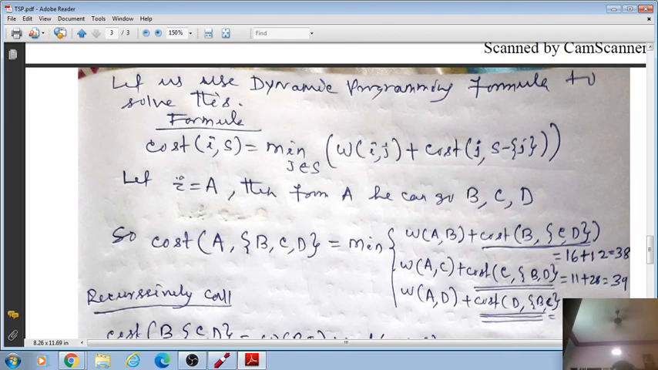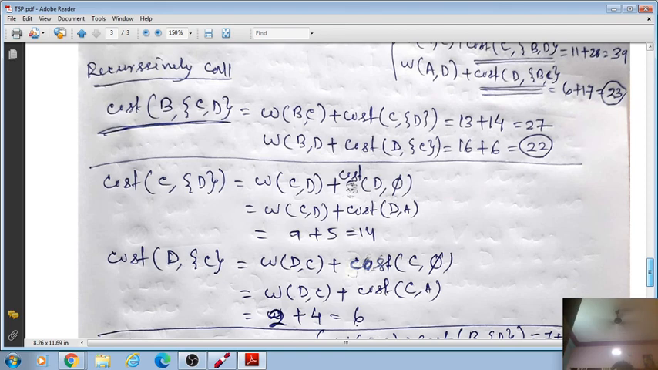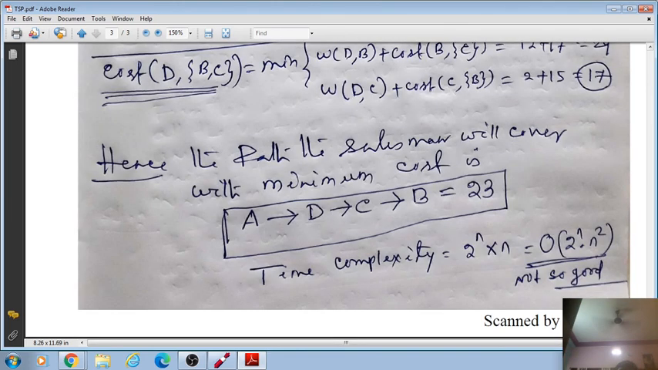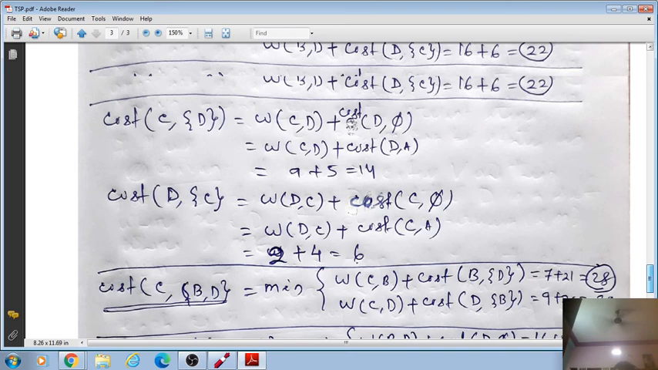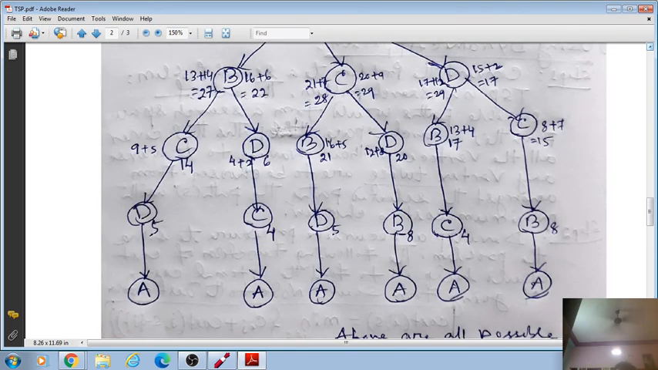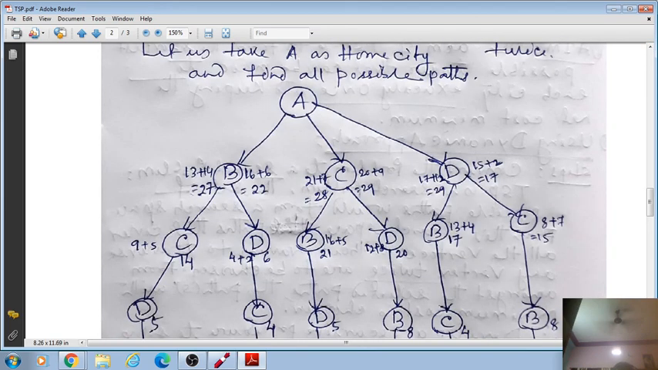This is the path. So D to C, then you find D to C to B. So the path is A to D, D to C, then C to B, which is the minimum path. That will be the answer, 23. You can say ADCB is the minimum path.